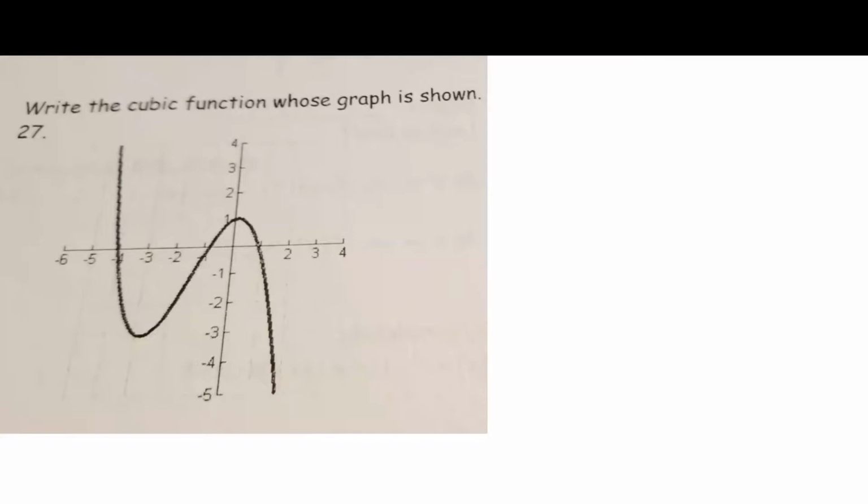So in order to find out what x is, let's just look over here. When y is 0, x is -4. So x could equal -4. It could also be -1. And it could also be a positive 1. So when y is 0, x is -4, -1, or 1.